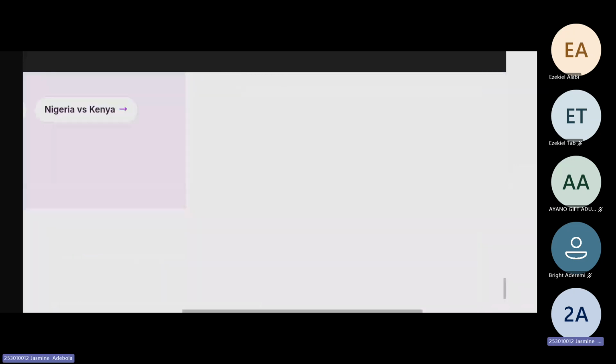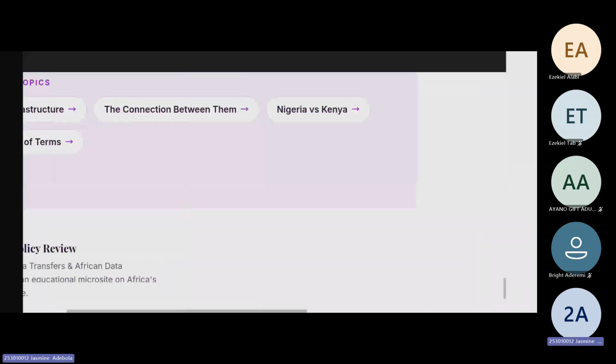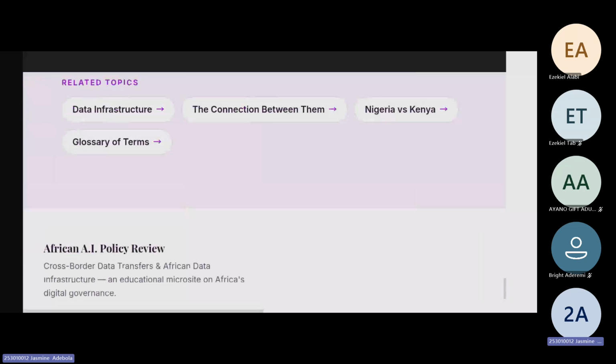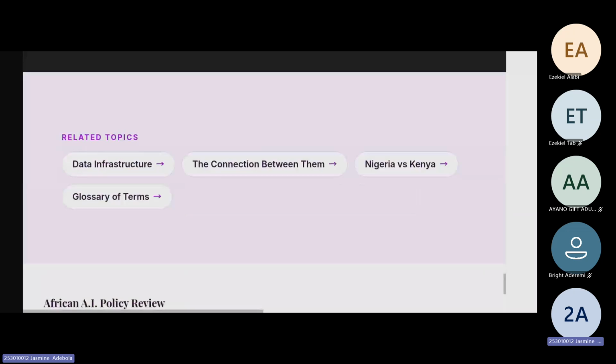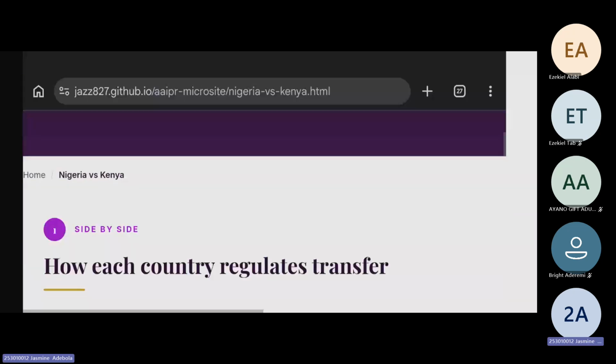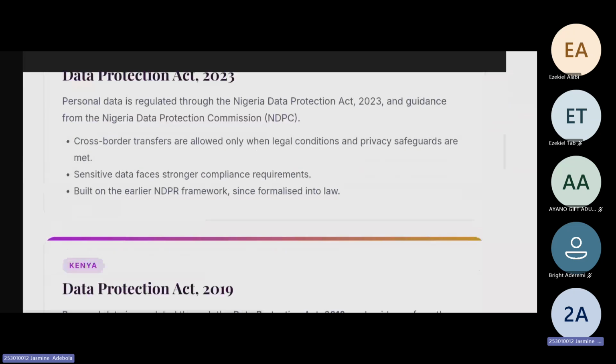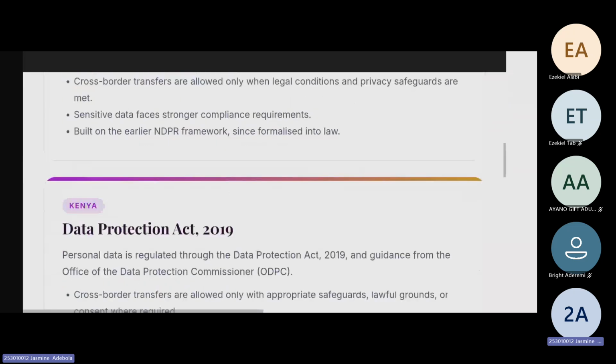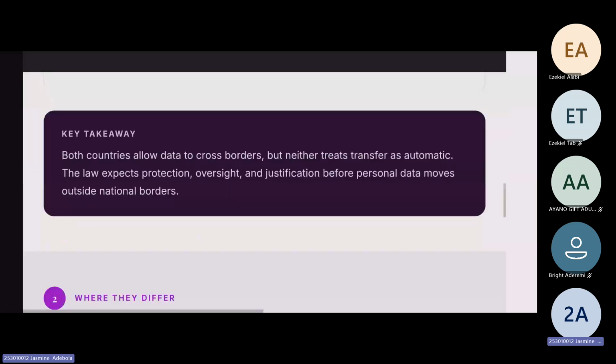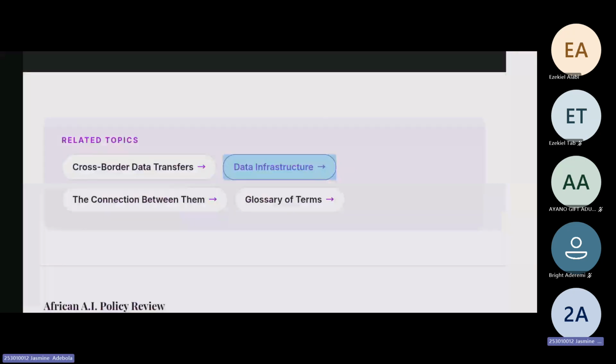This is for the DPA Act 2023, and this is for the DPA Act 2019 for Kenya. So both countries allow data to cross borders, but neither treats a transfer as automatic. The law expects protection, oversight, and justification before personal data moves outside of national borders. So same logic, different regulator model. The reason we're using them for comparison is because they have similar regulations.